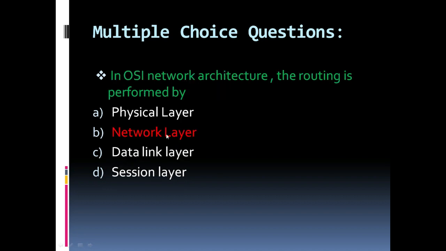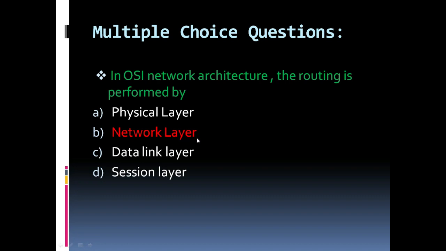In OSI network architecture, the routing is performed by: option A physical layer, option B network layer, option C data link layer, option D session layer. Answer is network layer.